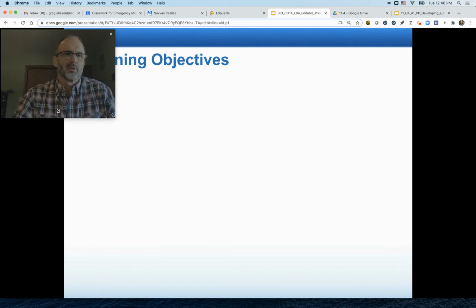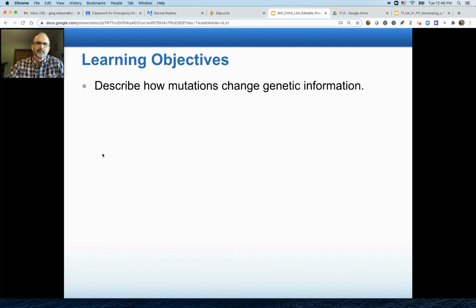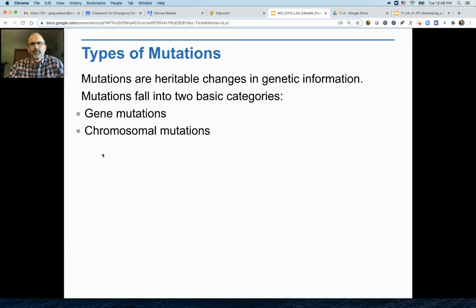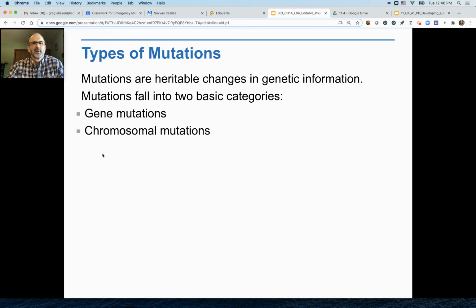So let's look at our learning objectives. I'm going to make myself small. Okay. All right, so how does that work? How do mutations affect the gene? And how do mutations affect genes?